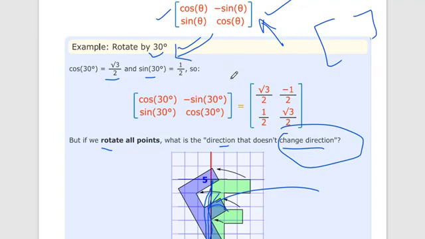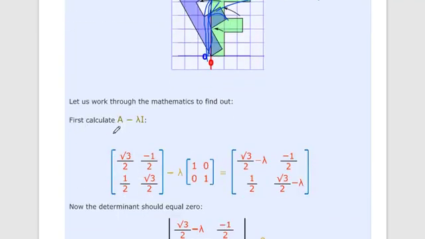Sin 30 is equal to 1 by 2. Okay, so we have now this matrix. Now we have to find the eigenvalue and eigenvector for this matrix. This is simple. We all know how to find the eigenvalue and eigenvector for a 2 by 2 matrix. Okay, let's start. First of all, we calculate A minus lambda I.